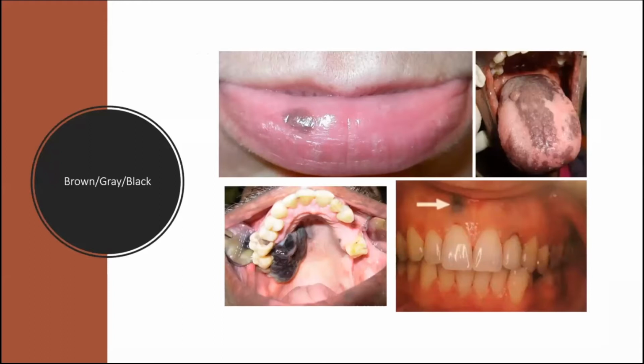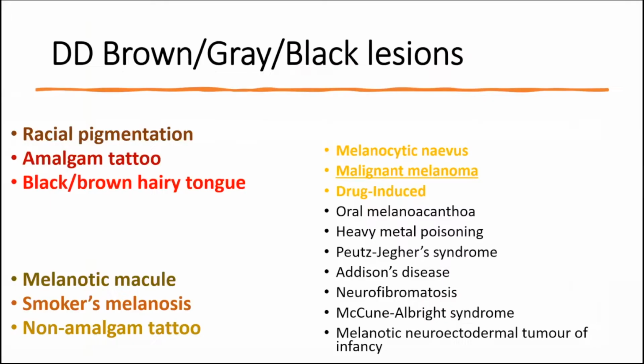Brown, gray, and black. So racial pigmentation, okay, is the most common reason, followed by amalgam tattoo and black and brown hairy tongue. Melanotic macule, which is practically a freckle. So what we call a freckle on the skin is called a melanotic macule in the mouth. Smoker's melanosis, non-amalgam tattoo, melanocytic nevus, malignant melanoma, never ever, I've underlined it there. So when you have a pigmented lesion, you have to include malignant melanoma in your differential diagnosis always.